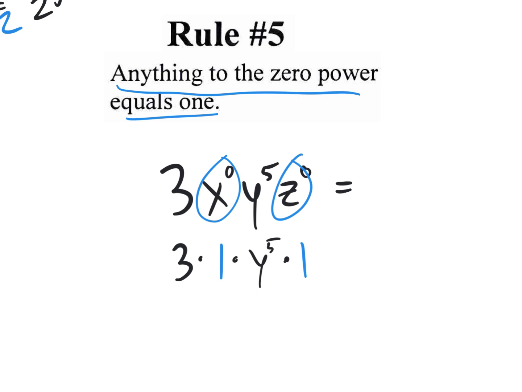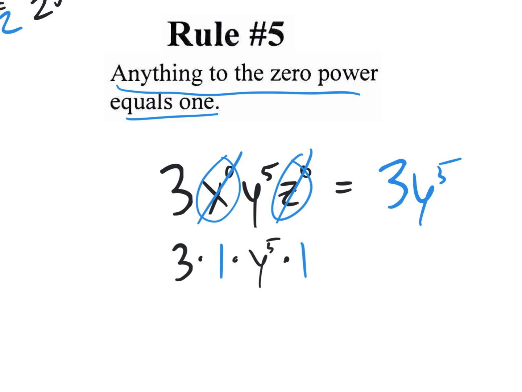Actually showing this work is a waste of time because you know that multiplying by 1 doesn't change anything. So technically, from the beginning, you could just say, well, that disappears and that disappears. My answer is 3y to the 5th, right? So that's rule 5. And I know you love it because I do.